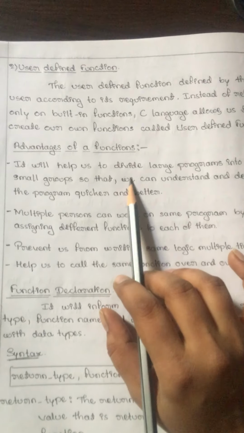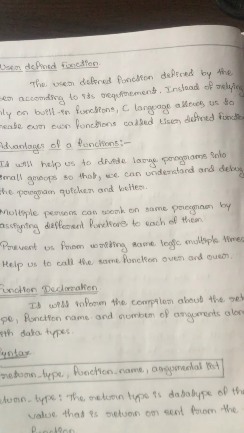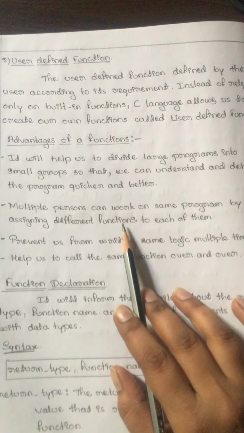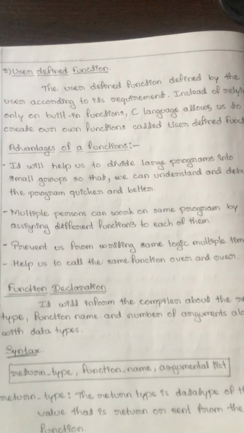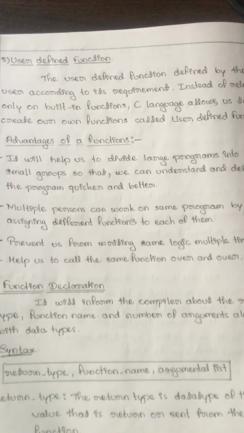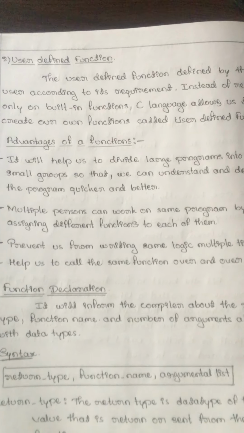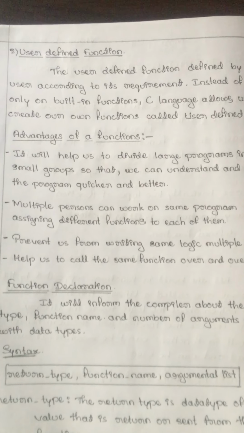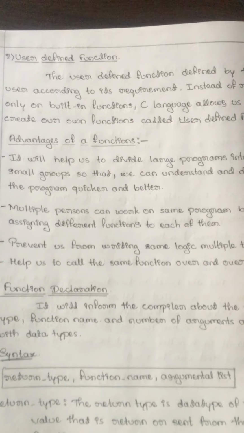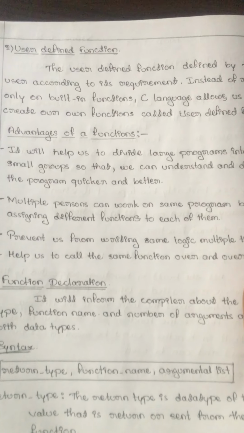So what are the main advantages of a function? It will help us to divide larger programs into smaller ones, so that we can understand and debug the program quicker and better. The second advantage of having functions is that multiple persons can work on the same program. If I have n number of persons working on the same program, only a single program will be used. If we have n number of functions declared in a program, then the n functions can be worked on by n persons. So at a time we can work on several functions.